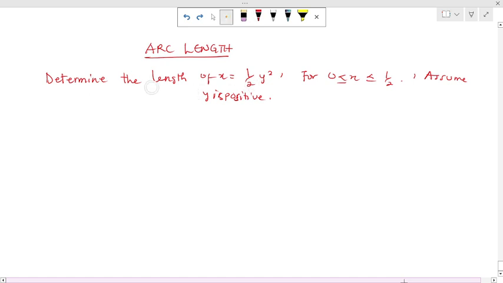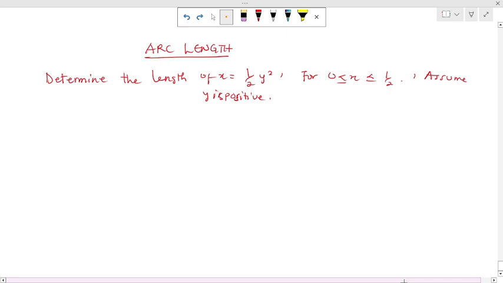It says, determine the length of the curve x is equal to 1 over 2 multiplying y squared for the interval x is greater than or equal to 0 but less than or equal to 1 over 2, and we have to assume that y is positive. Okay, we have to assume that y is positive.